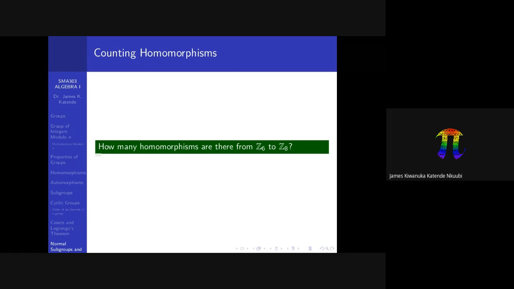So we want to apply these ideas we have learned and a few others we have done before to see how we can count homomorphisms from one group to another. We will focus on a simple case where both groups are cyclic groups, and we'll use this example where we find the number of homomorphisms from Z6 to Z8.